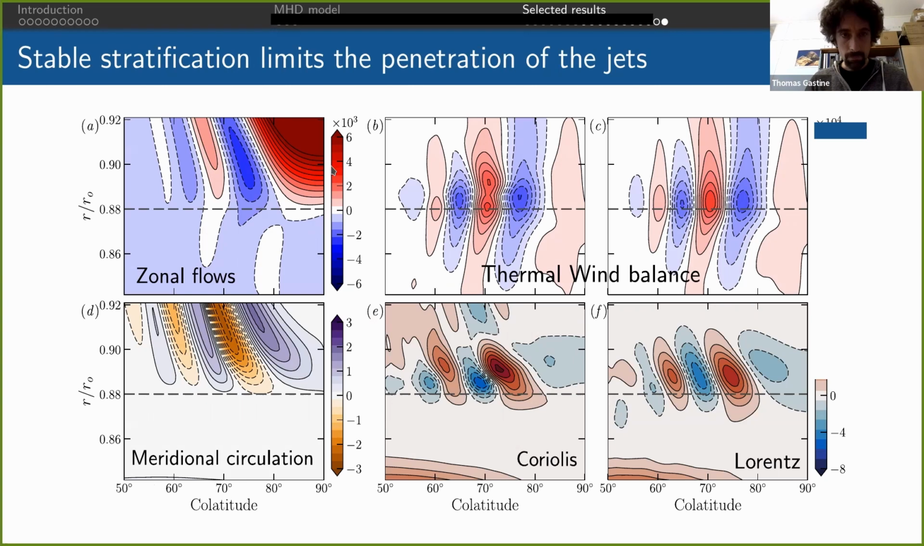And so we end up with these jets, and you see that those jets are indeed quenched fairly rapidly. So they change with depth quite quickly. And we also see that the thermal wind balance is perfectly realized. While on the lower panel, you see the meridional circulation and the balance between Coriolis and Lorentz force. So what is actually happening is that your Lorentz force prevents your meridional circulation from penetrating too deep into the stable layer. And so by doing that, your meridional circulation is weak, but is slightly accumulating local entropy variations with latitude. And because you have your thermal wind, then the jets have to be quenched as well with depth.